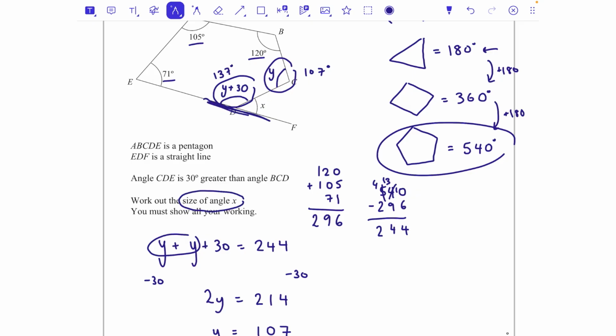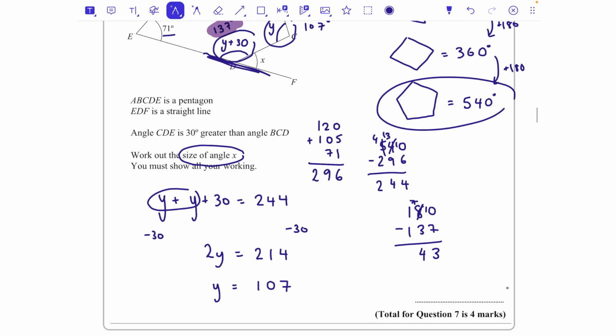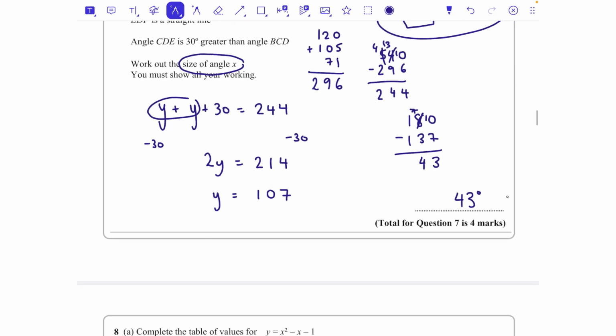Now we're being asked to show what the size of angle X is, and angle X is on a straight line with this angle here. So I now know that those two angles will add together to make 180. So 180 take away 137, again, more on the floor, let's borrow from next door. 10 take 7 is 3, 7 take 3 is 4, and 1 take 1 is nothing. So your final answer there is 43 degrees for the size of angle X.